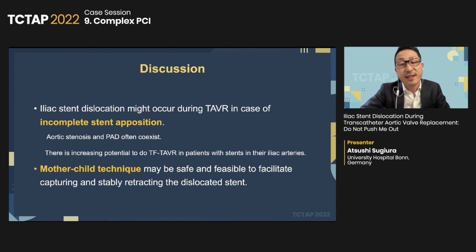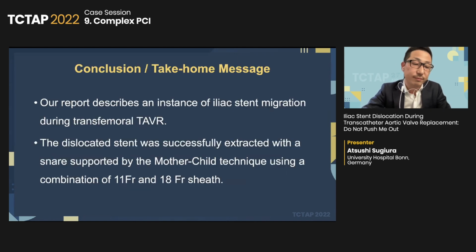Also, the mother-child technique may be safe and feasible to facilitate capturing and stably retracting the dislocated stent. So in conclusion, our report describes an instance of iliac stent migration during transfemoral TAVR. That dislocated stent was successfully extracted with a snare supported by a mother-child technique using a combination of 11 French and 18 French sheaths. Thank you very much.